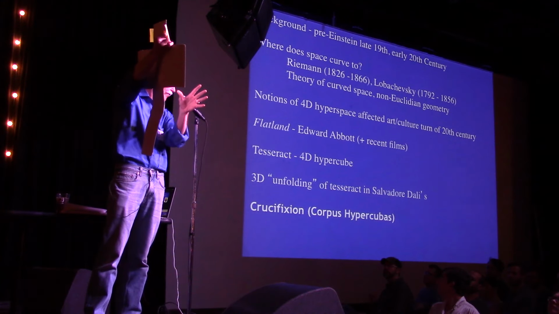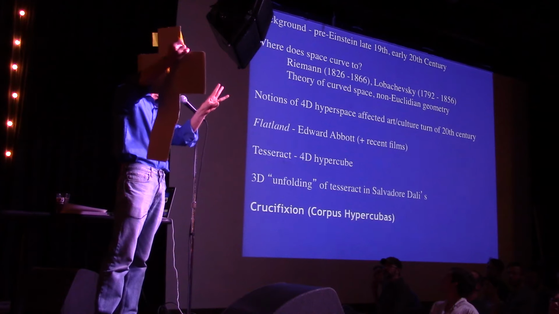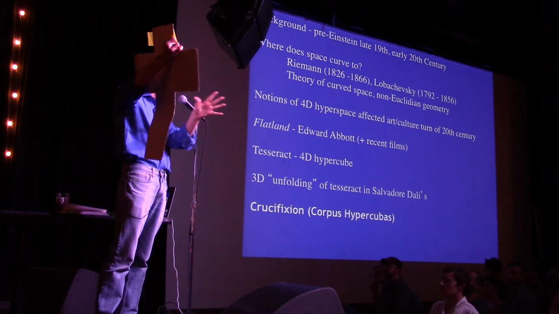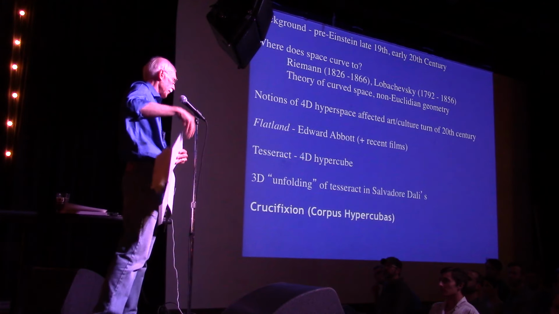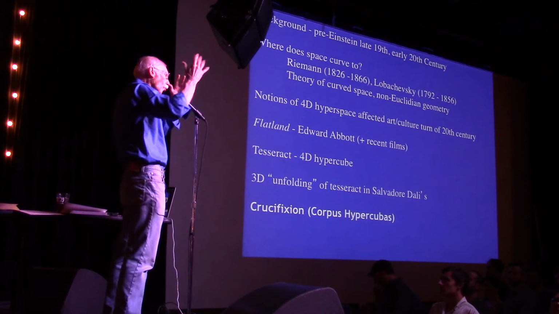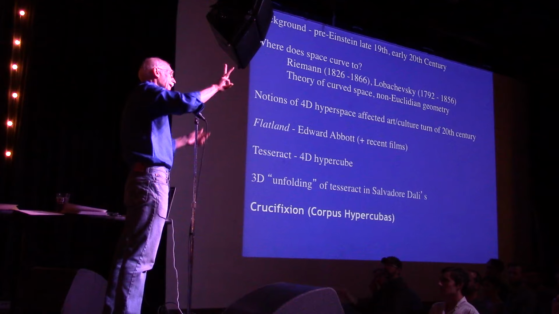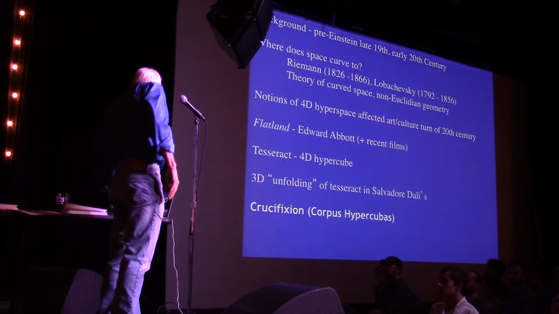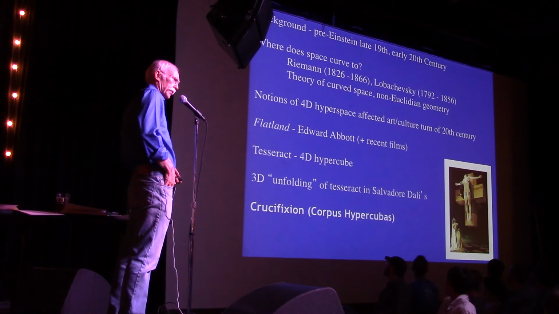Rather than 6 surfaces, it's got 8 surfaces, each of which is a 3-dimensional cube. And it's very hard for us poor 3-dimensional people to picture, but you can unfold a 4-dimensional hypercube in your imagination and see what it looks like in 3 dimensions. And that's what Salvador Dali did in this famous picture, Corpus Hypercubus.